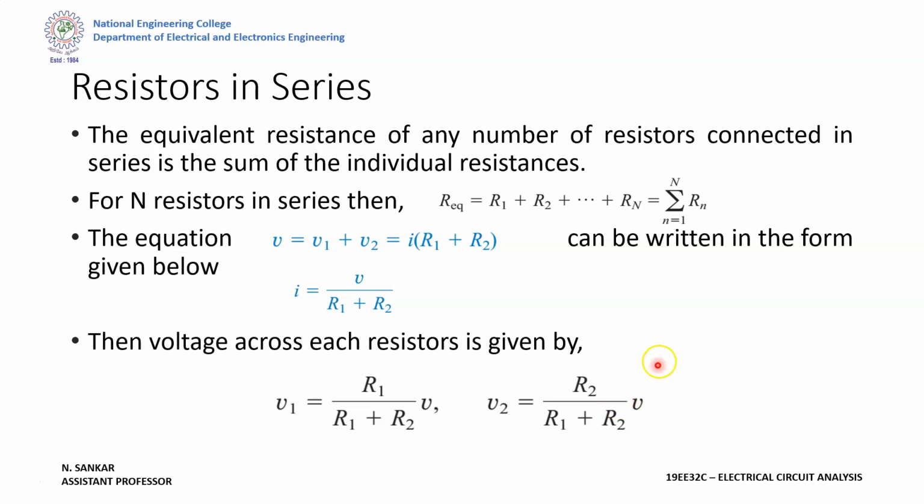So this will be useful for a topic called voltage division rule, which will be learned in our second unit. But just to consider, if we want to measure the voltage across R1, this will be the formula, where R1 is the resistor and V by R1 plus R2 is the current through the resistor.